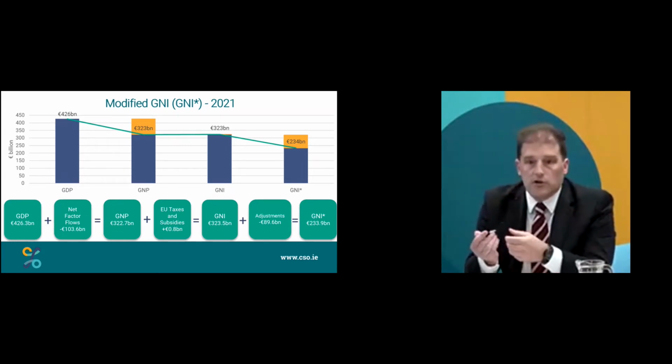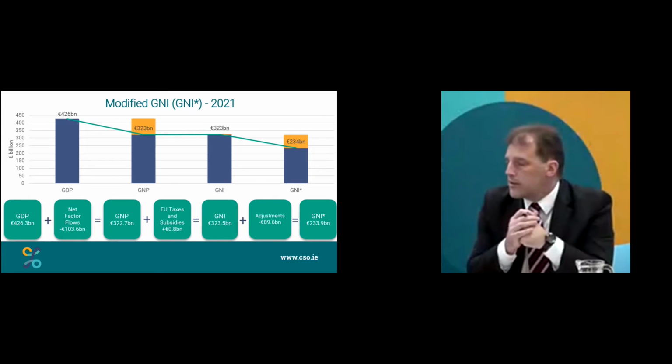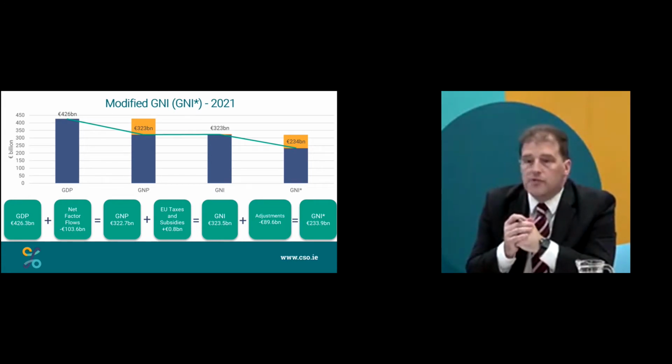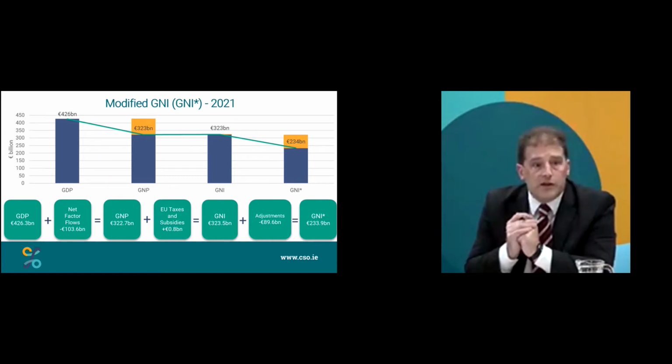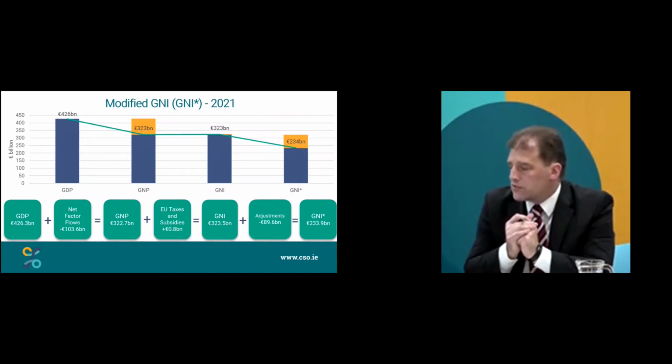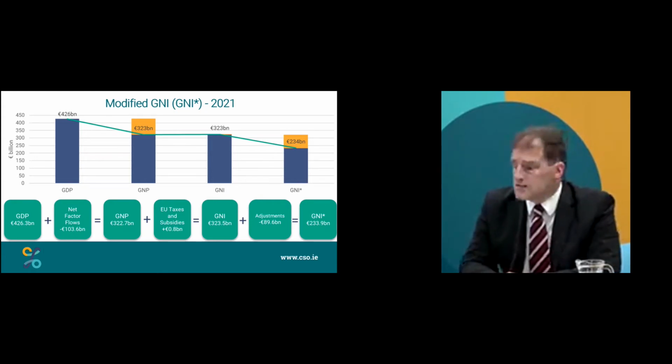So for those of you who are not used to looking at GNI Star, the main transition items to get from GDP to GNI Star is to take off the multinational profits. And that's notably over 100 billion for the first time in 2021. So that's the first movement from left to right there, from 426 to 323 billion by taking off the net factor flows or the M&E profits. There's a small change for EU taxes and subsidies to get us to the EU concept GNI.